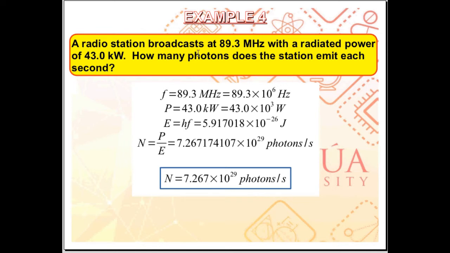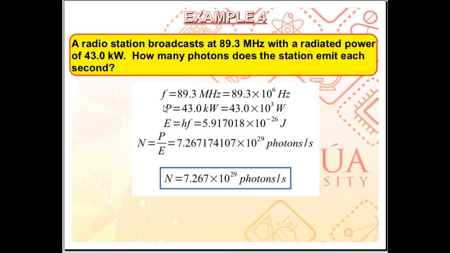A radio station broadcasts at 89.3 megahertz with a radiated power of 43.0 kilowatts. How many photons does the station emit every second? So let frequency f be equal to 89.3 megahertz, or 89.3 times 10 to the 6th power hertz. The power of the radio station is 43 kilowatts, or 43 times 10 to the 3rd power watts.